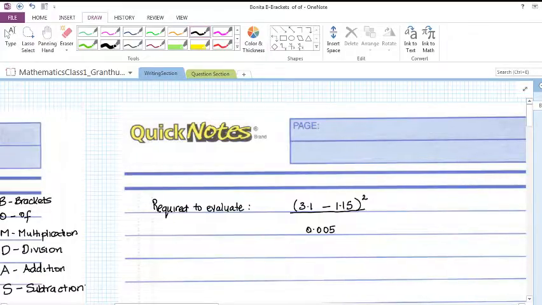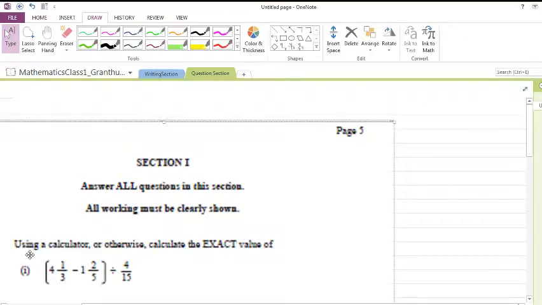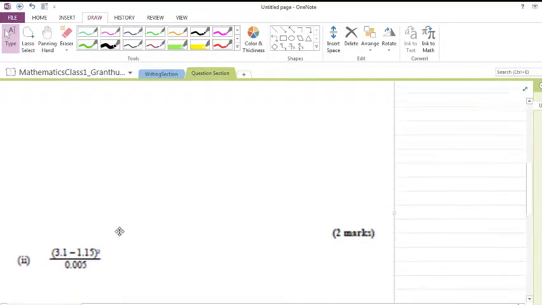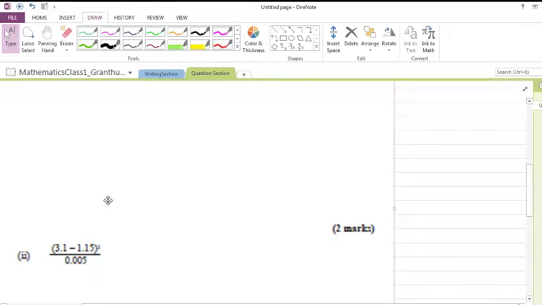Now, of course, again, to do this, I must work out what's in brackets first. Despite the fact that in the exam they do allow you to use a calculator to calculate the exact value of all of this, my strong advice to you would be to show all working.